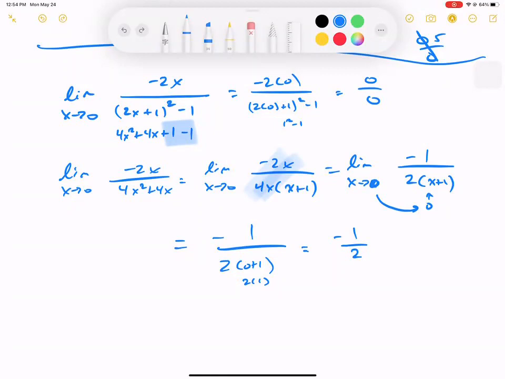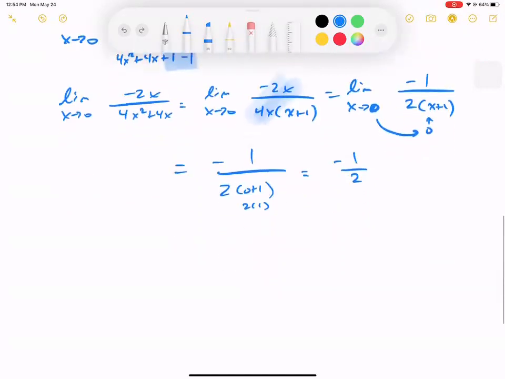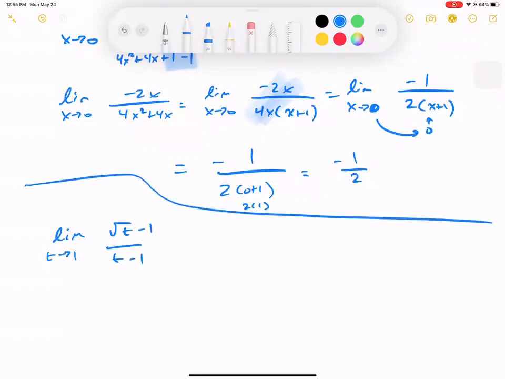So let's find a problem here. Okay, let's try this one. We have the limit as t goes to 1 of the square root of t minus 1 over t minus 1. All these skills you will be using in calculus, right? These are algebra 2 skills. We're really just reusing algebra 2 skills to help us solve for limits, something that we couldn't do before.